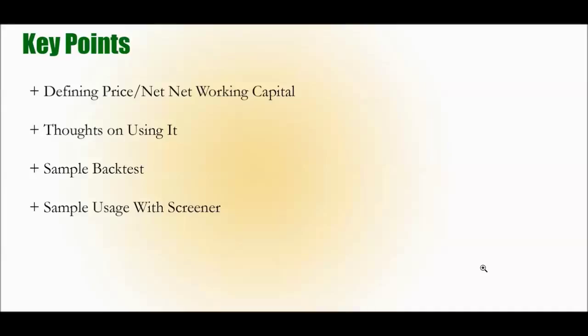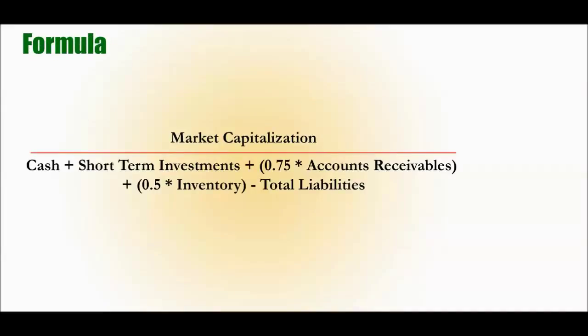We'll start by defining price over net working capital, P/NNWC. Some thoughts on using it, pros and cons, how traders use it, how investors have historically used it. We'll look at a sample backtest of how the indicator has performed. And then as well, we'll apply what we've discussed so far to a sample usage with a screener, where we can screen based on price to net working capital to identify stocks that may be undervalued and may be worth buying.